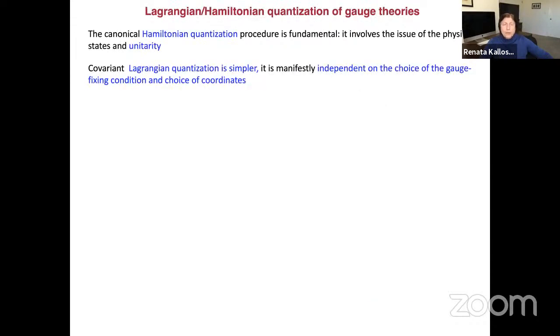So first of all, let me compare something which is important here: once you have a theory with gauge symmetries, you can define the path integral either by performing Hamiltonian quantization or Lagrangian quantization. The procedures are different. The Hamiltonian one is known to be fundamental because it is our path to understanding the issue of physical states as well as unitarity. On the other hand, covariant Lagrangian quantization is definitely simpler. It is manifestly independent of the choice of gauge fixing condition and choice of coordinates.